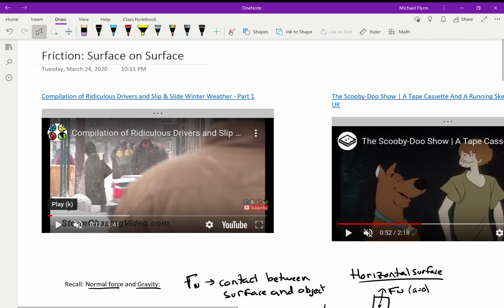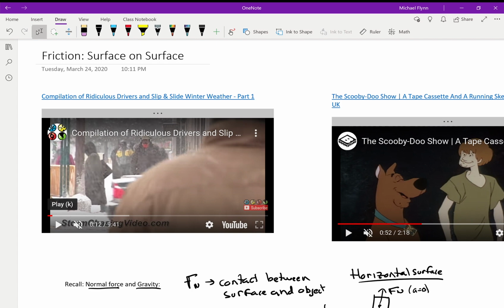Now let's take a look at a couple of things. We're going to talk about friction, but it's a specific type of friction, surface on surface. That's when two surfaces are in contact with each other and there's friction between them. There's two kinds of friction that I'm going to talk about today: static friction and kinetic friction. The word kinetic implies motion, and the word static kind of implies that there's no motion, but that's not really true. Let me explain what those two things are, and then I'm going to show you these videos, and then I'm going to write down the notes after.